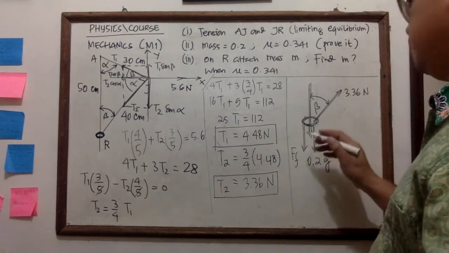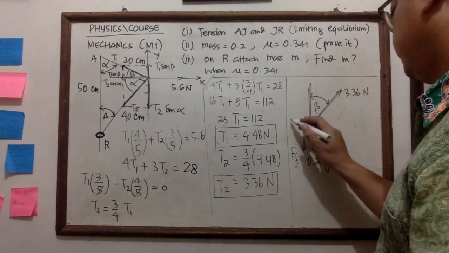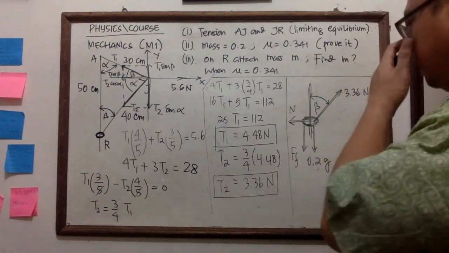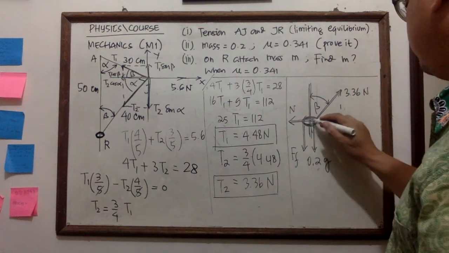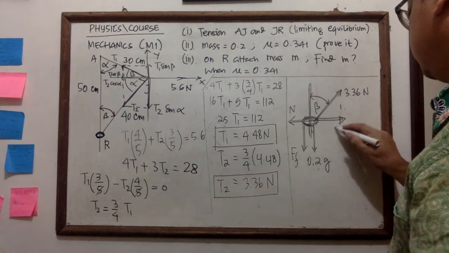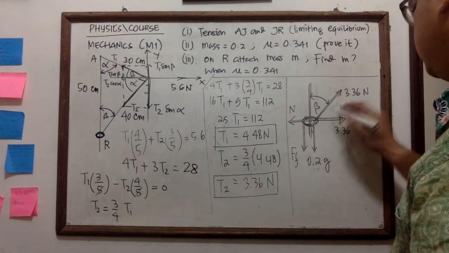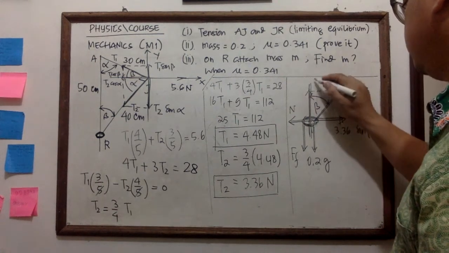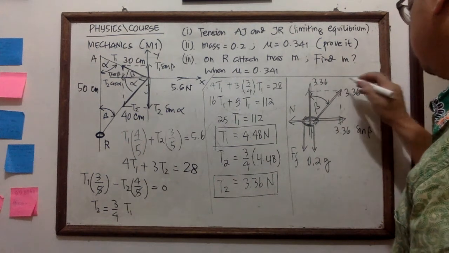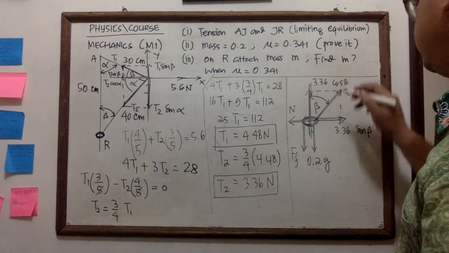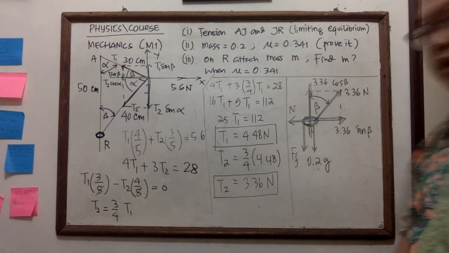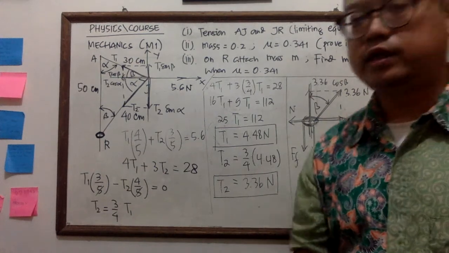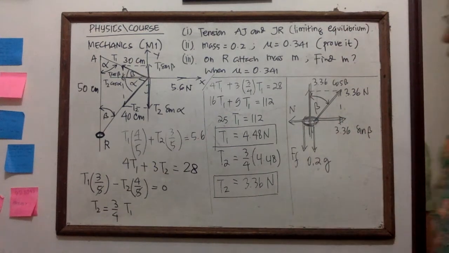So we have also the normal contact force here. And for the tension 3.36, the vertical component is 3.36 sine beta, and here we have 3.36 cos beta. Yes, we have 1, 2, 3, 4, 5 forces acting on this ring.